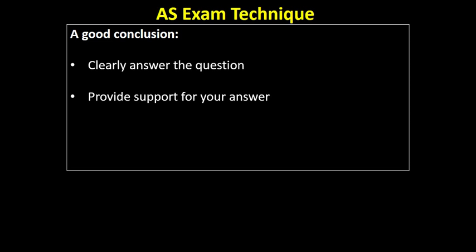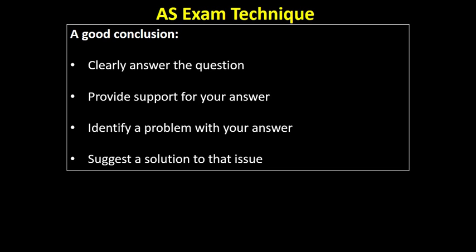Then provide some support for your answer. This should be something that you've discussed before. It could be a matter of saying, this is the most important reason for doing this. It outweighs the most important benefit of option B because... You want to explain why you've come to your answer using the case study, using the analysis that you've already done. You shouldn't be introducing anything new in the conclusion. It's simply comparing maybe the strength of arguments on each side. You could identify a problem with your answer and then suggest a solution to that issue.